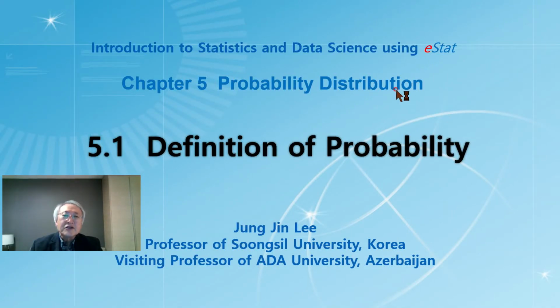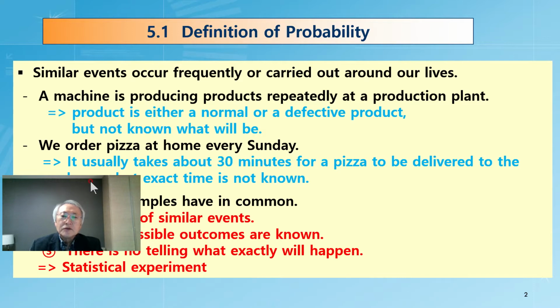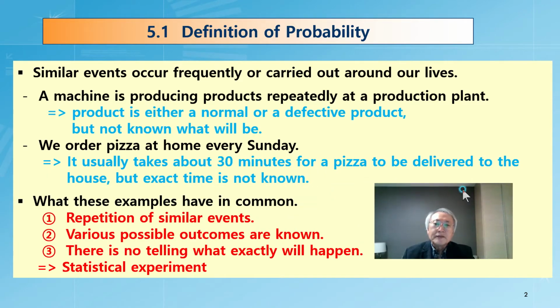Today, I'd like to discuss what probability is. Well, in real life, there are many events which occur frequently or are carried out repeatedly. For example, a machine produces a product repeatedly at a production plant. The product can be either normal or defective, but we don't know which it will be.